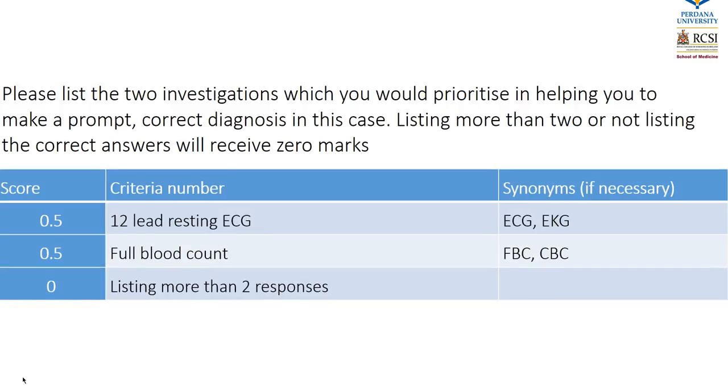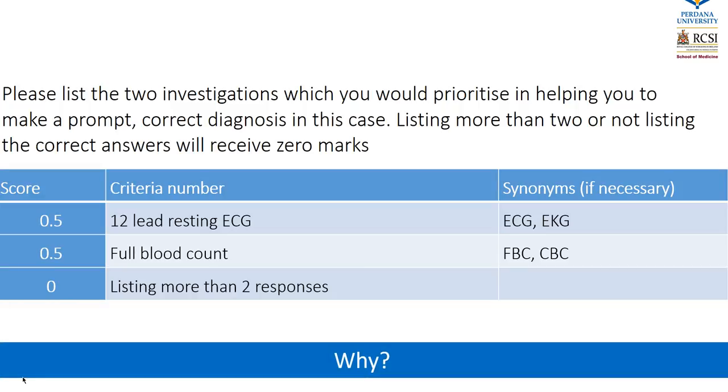The answers are a 12-lead resting ECG and a full blood count. Why? Well, if he has a totally normal 12-lead ECG, then the likelihood of chronic heart failure, which you would be considering in this case, would be very low. Given that he could have anemia, it's important to have a full blood count. Symptoms of heart failure are non-specific, and can often be due to anemia, renal impairment, COPD, varicose veins, and a whole lot of other things. So with these two investigations, one is to exclude and the other one is to confirm or exclude.